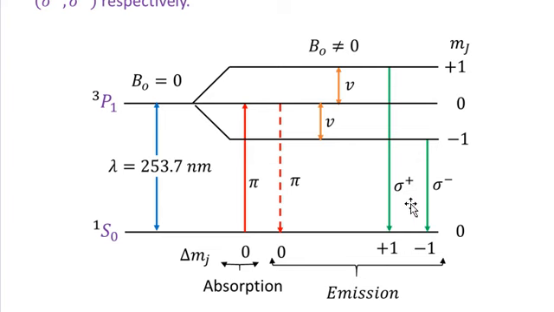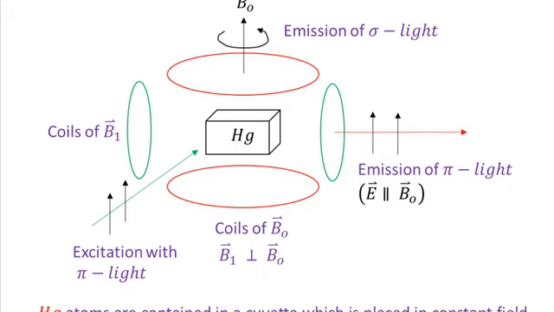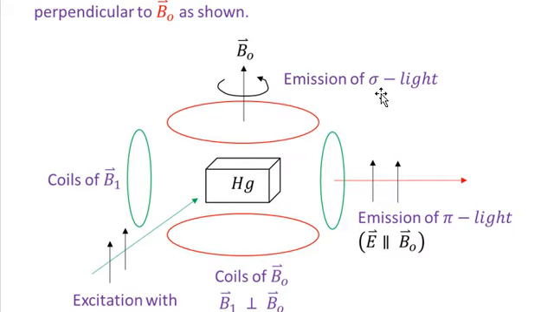But you know that these sigma lines contain an electric field which is perpendicular. This electric field in the sigma light is perpendicular to the direction of the magnetic field. And this is also what I have shown over here. So you can see that the emission of the sigma line is shown as circularly polarized light with an arrow, and the electric field of this circularly polarized light is perpendicular to the direction of the magnetic field B naught.